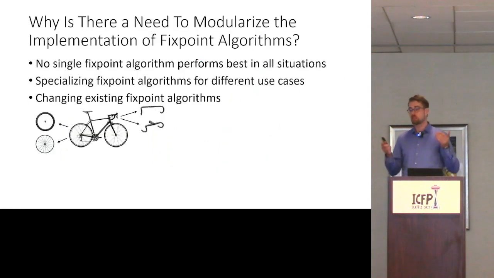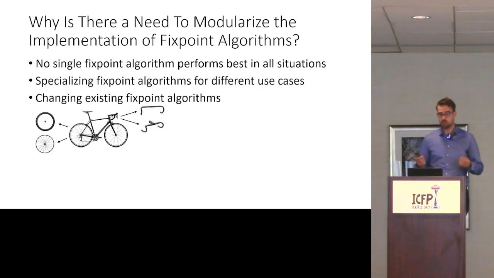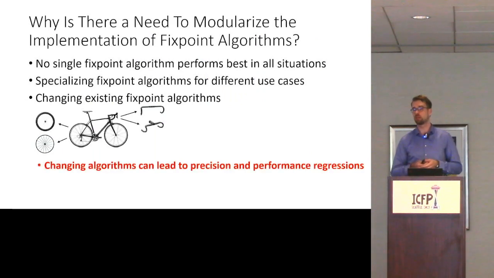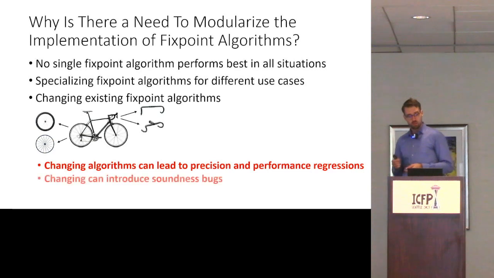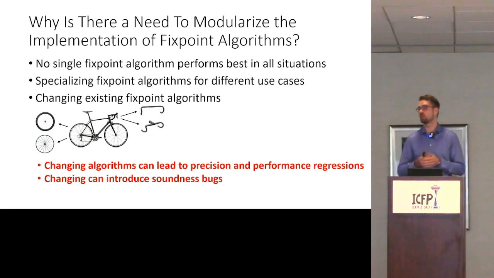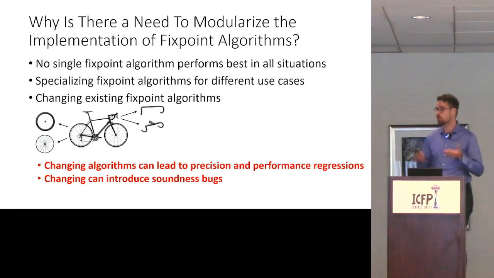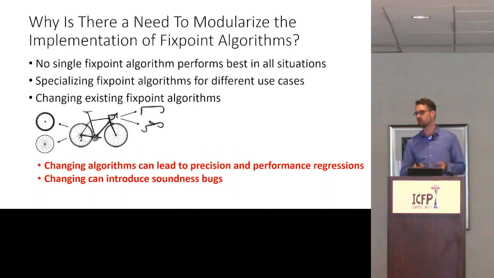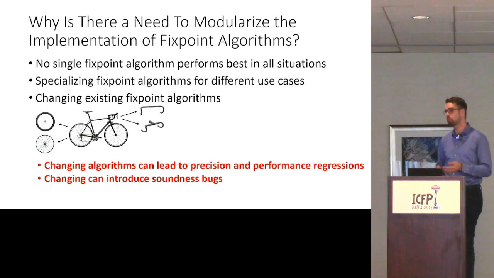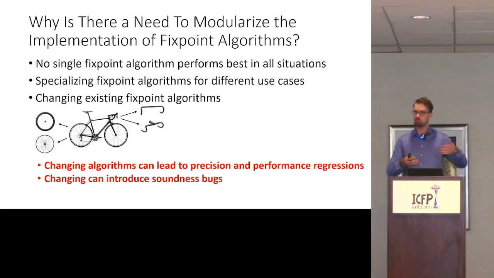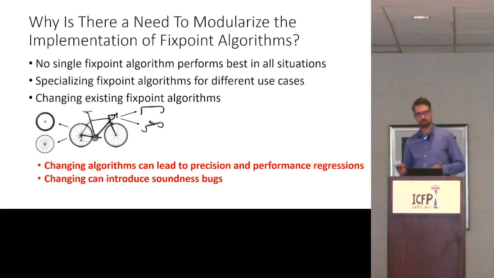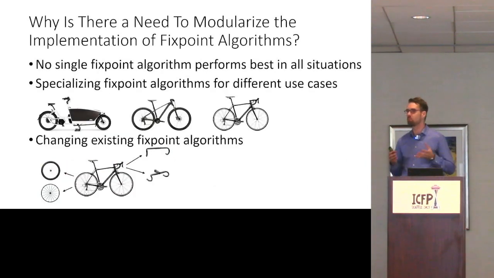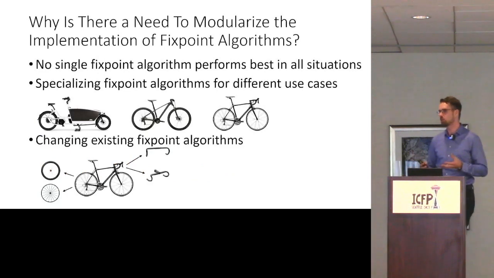Now, the problem with changing existing fixed point algorithms if the implementation is not modular is that changing the algorithm can introduce performance and precision regressions for some types of analyses. Furthermore, changing fixed point algorithms can introduce soundness bugs, which question the validity of the analysis results. Now, these soundness bugs could be found with a rigorous soundness proof, yet proving soundness of fixed point algorithms is really complicated, and maintaining a soundness proof over long periods of time, over many changes, takes a lot of effort and is often infeasible in practice. These problems can be addressed and mitigated by modularizing the implementation of fixed point algorithms.